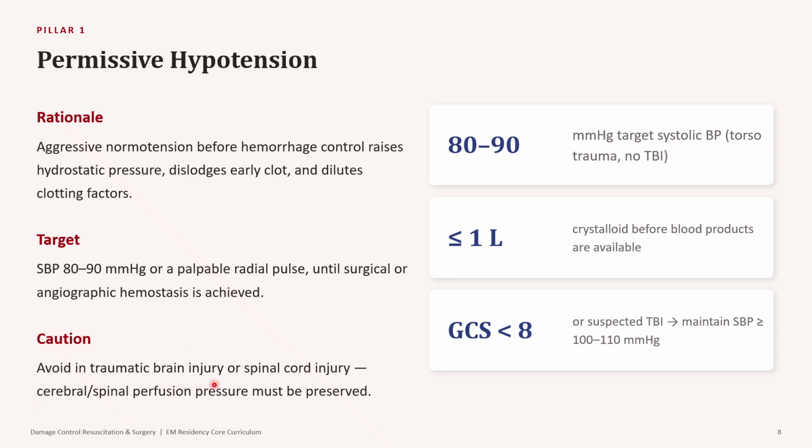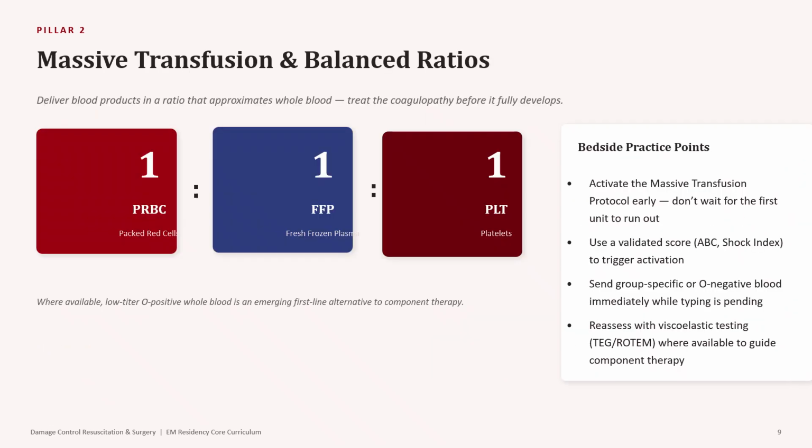So avoid hypotension in traumatic brain injury or spinal cord injury because it can worsen the brain injury or cause secondary brain injury by increasing edema. So this is about permissive hypotension.